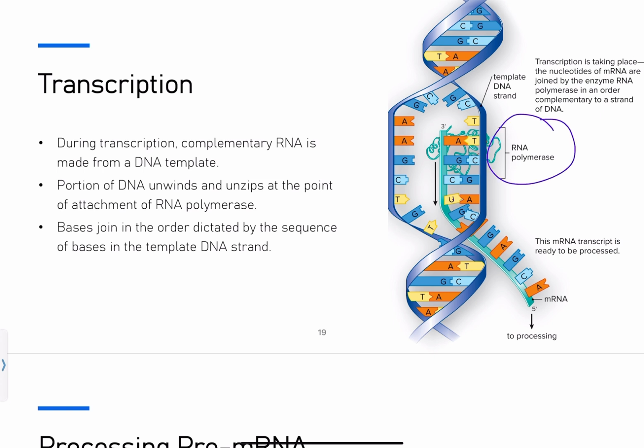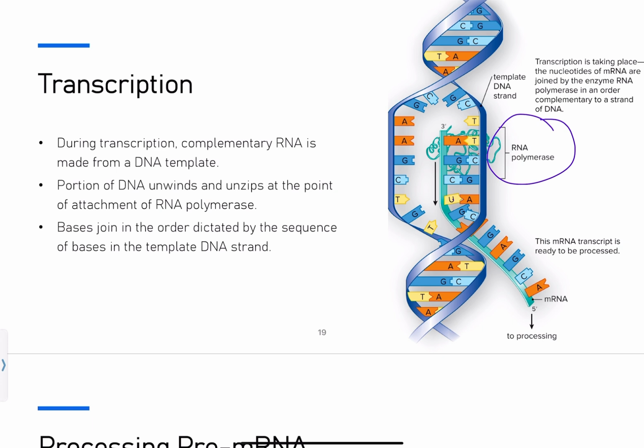I want to go ahead and point out we talked about another polymerase in DNA replication. That was DNA polymerase. So if we're taking DNA and we're trying to replicate it to make more DNA, that's DNA polymerase. If we have DNA and we're trying to make it into RNA, that's an RNA polymerase. So that's why we're talking about an RNA polymerase here. Again, it's going to come in, bind to a specific gene and cause that portion of DNA to unwind and unzip.